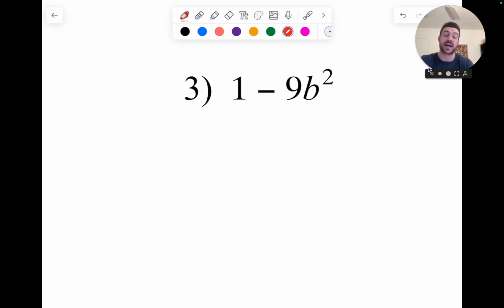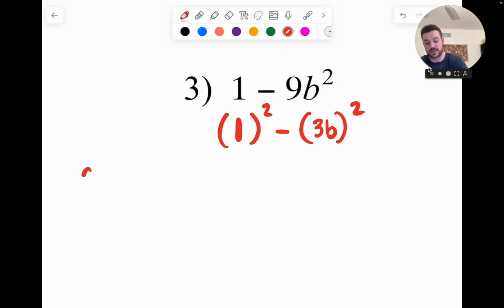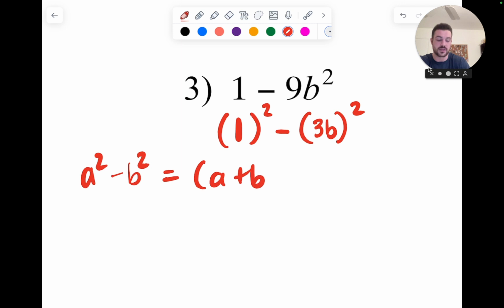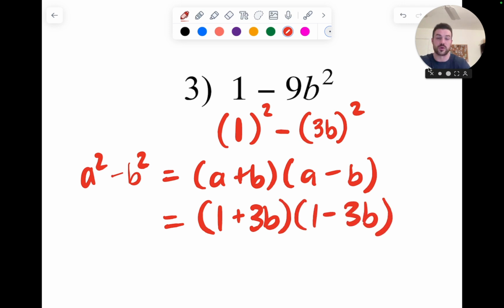Hopefully, it's a big indicator that 9 is a perfect square, and there are two terms, so we should use our difference of squares pattern. So I need to rewrite this where each of these values are written as squares. Well, 1 squared is 1, and then 3b squared gives us our 9b squared up top. So we have our a and our b, a squared minus b squared, gives us our pattern a plus b times a minus b. We can just plug in from there, 1 plus 3b, and then 1 minus 3b. And that is our answer, because again, these do not factor further.